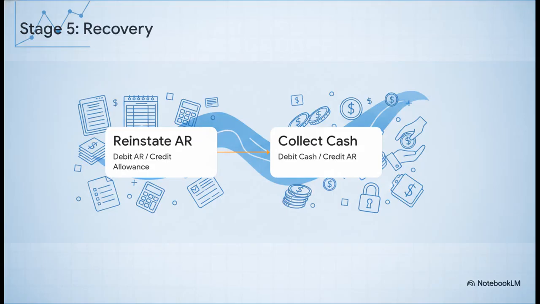Okay, now imagine you've entirely given up on a customer. You've exhausted every collection effort, management authorized a stage 4 write-off, and you decreased your allowance. But then, out of nowhere, they actually pay. This is a stage 5 recovery.